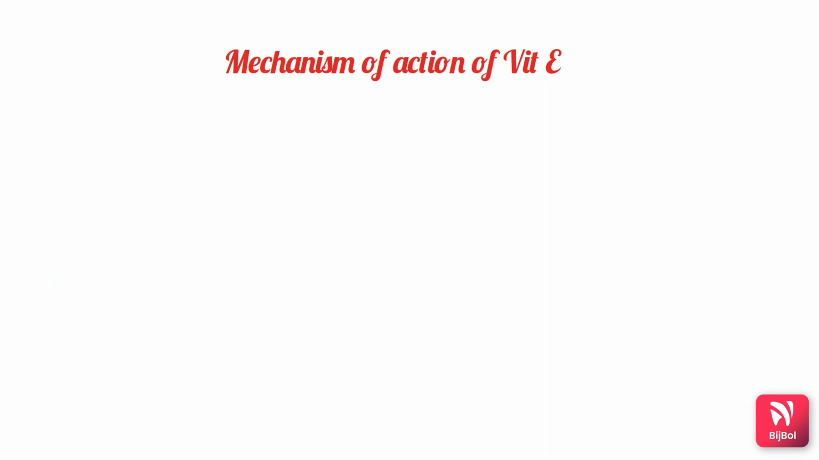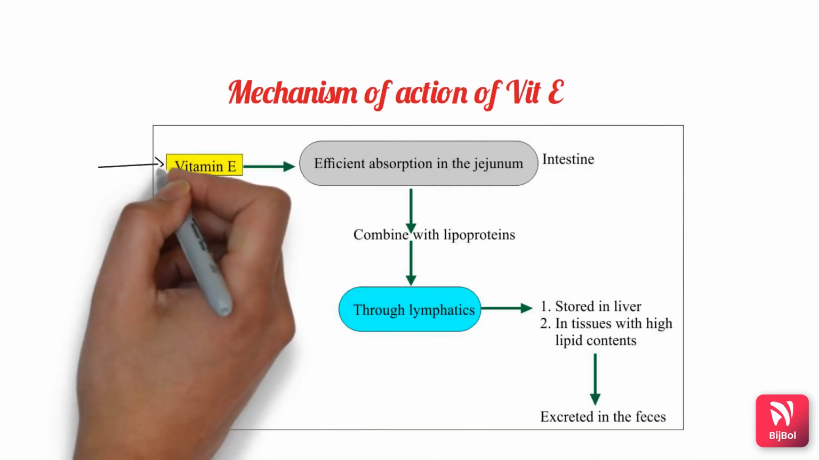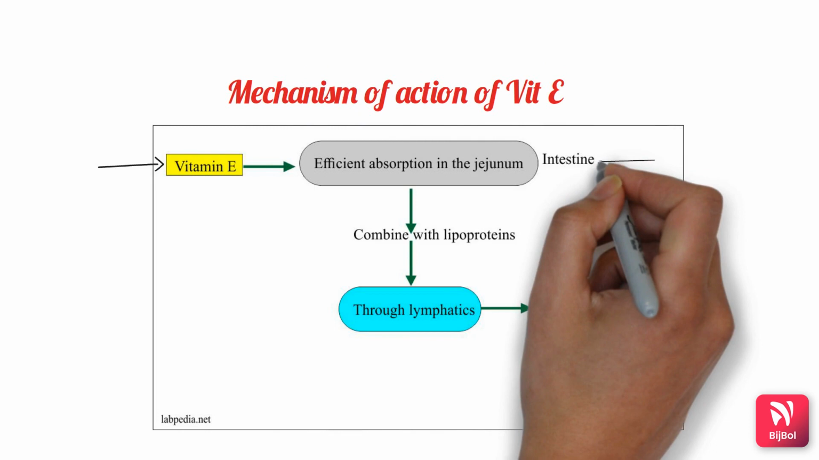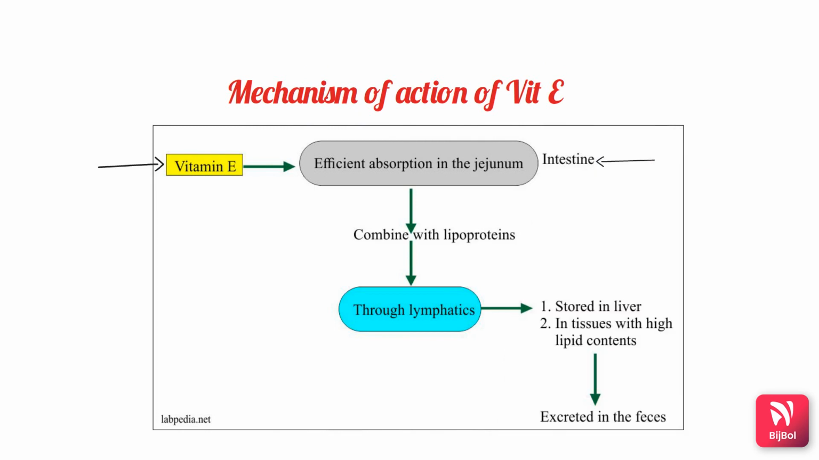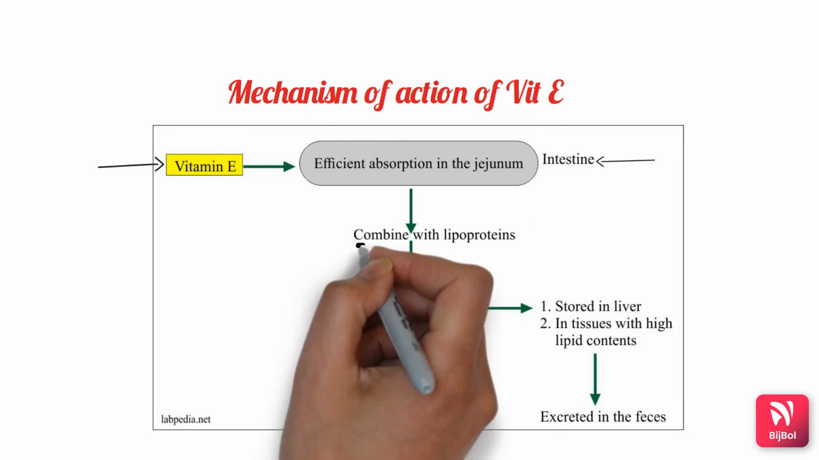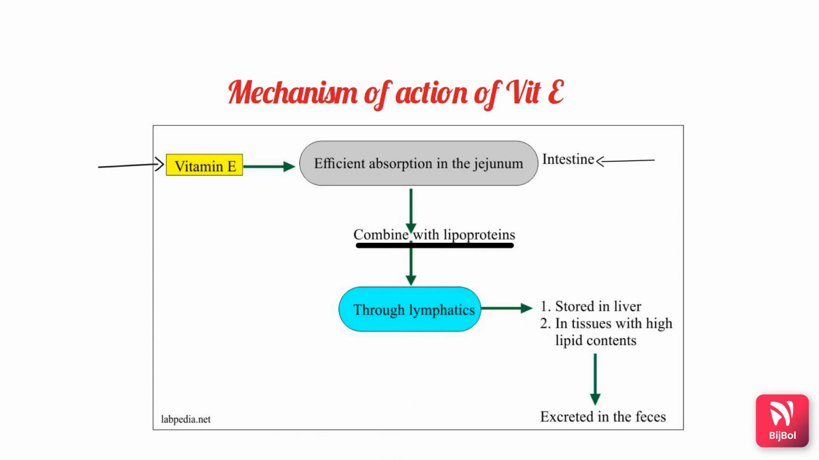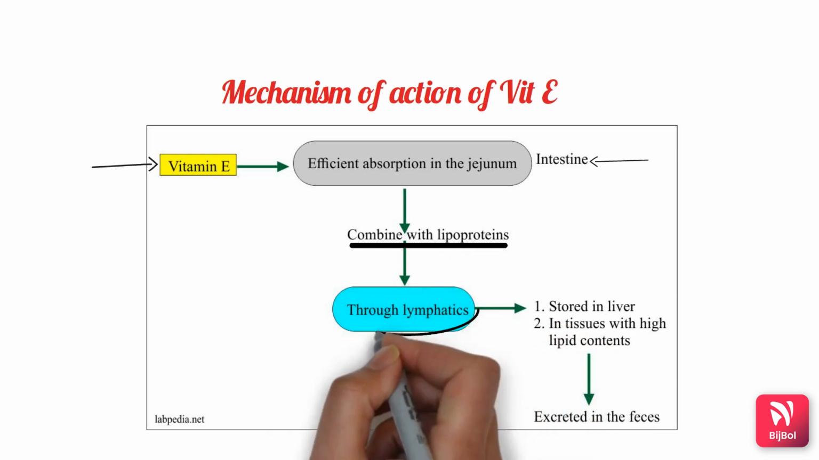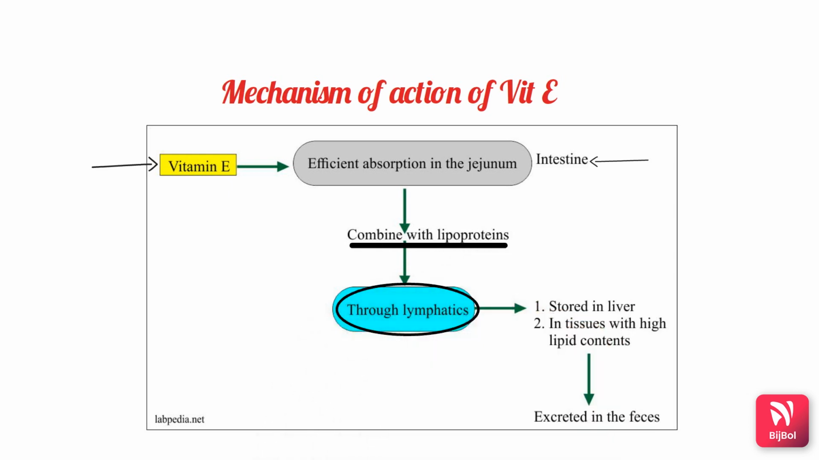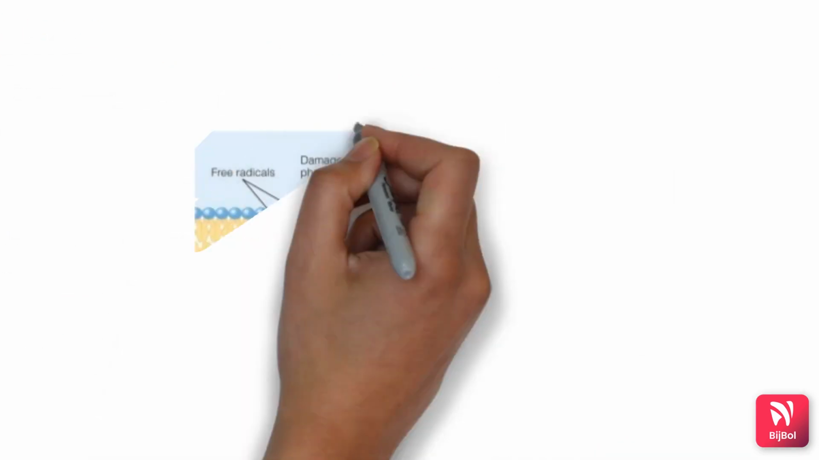Now let us discuss the mechanism of action of vitamin E. Vitamin E is efficiently absorbed in the jejunum of the intestine. In the intestine, they combine with the lipoproteins. From here, they enter the lymph and travel through the lymphatics and they reach the liver. And they are stored in the liver and also in the tissues with high lipid contents. Finally, they are excreted in the feces.